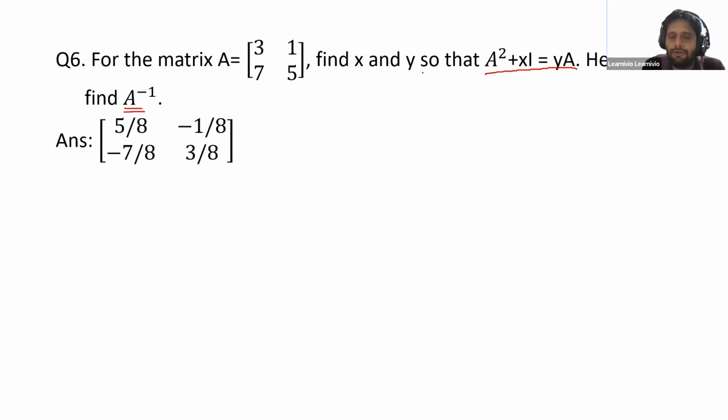Okay, they are saying hence find A inverse. So how many marks is this question for? 4 marks. Okay, so if they're saying hence find A inverse, then please don't use the formula directly. Use the equation. So if you find the value of x and y, for example, I'm taking an example, suppose you get x is equal to 2 and y is equal to 3. Then our equation becomes A square plus 2I is equal to 3A. Okay, if we put the value, then our equation will become like this.